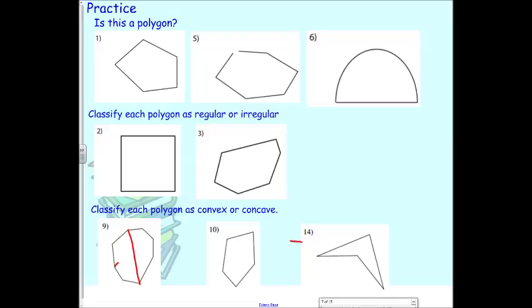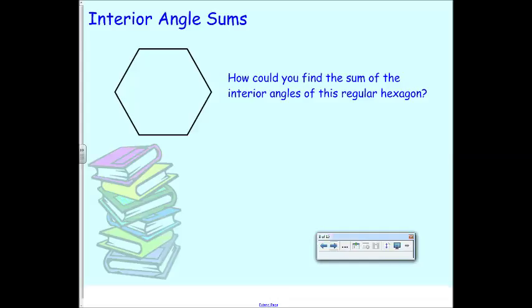Okay, and then for number 9, 10, and 14, which one of those is concave? 14. Good, because you'd have to use this diagonal to be outside of the figure to connect them. Is number 14 regular or irregular? Irregular. Appears to be irregular. Good.